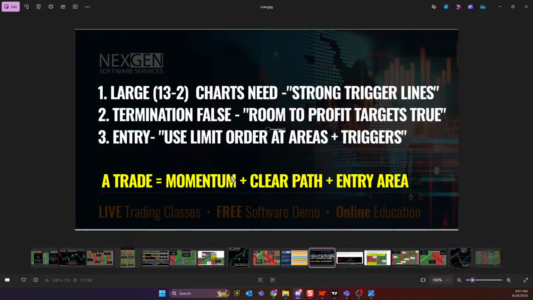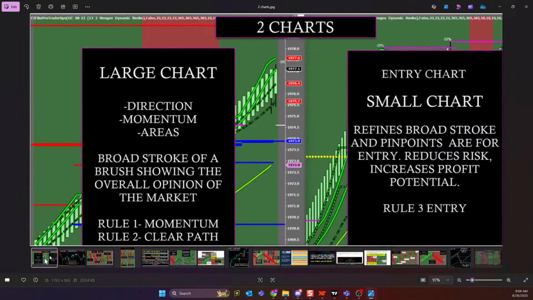These 3 rules, NinjaTrader users, come to be on only 2 charts. There is a big chart and there is a small chart. The big chart is a very slow-moving chart. It is a broad stroke of a brush. It's a general opinion of the market. It's going to define direction. It's going to define momentum. It's going to define areas. And your first 2 rules, your first two advantages, are met on a large chart.